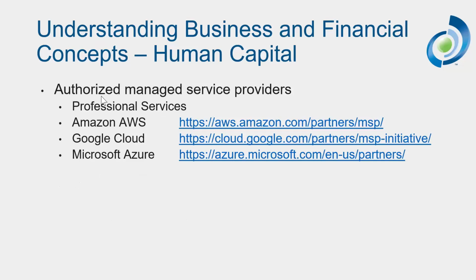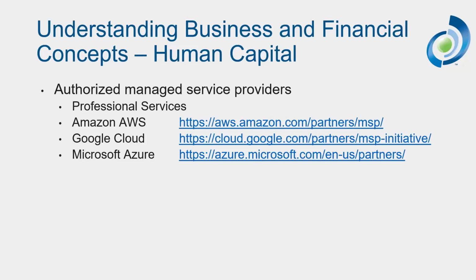Okay. So another way that we can save some money on our human capital is that we can authorize managed service providers. We can also purchase professional services from our cloud vendors. There are a couple of different ways you can look at this. Remember, we already did this when we went through the chapter the first time, and you can click on these. But we can take a look at the professional services for Amazon Web Services, Google Cloud, and Microsoft Azure.